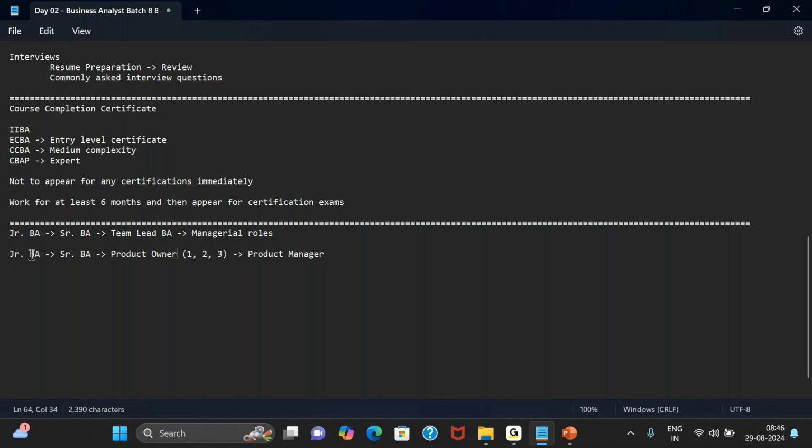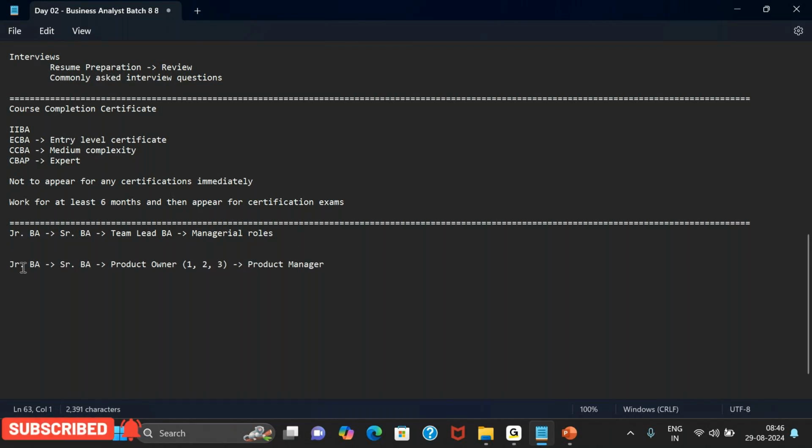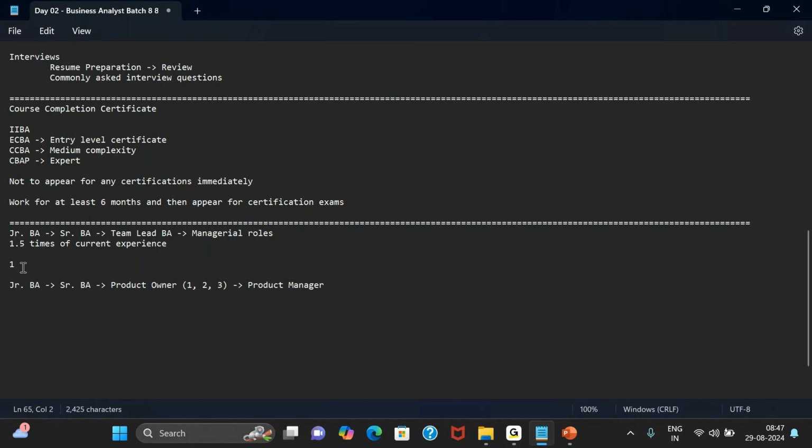Now, your salary will depend a lot upon your current salary. Usually when we were working in the waterfall way, the industry standard was 1.5 times your current experience. That means if you have 3 years of experience, then your salary would be somewhere around 4.5 lakh per annum. That would be an average salary, not an ideal, an average salary. That is what the service industry used to target.